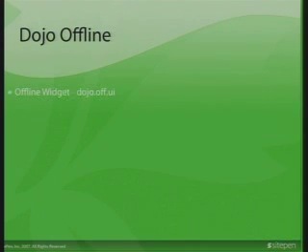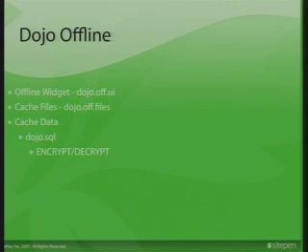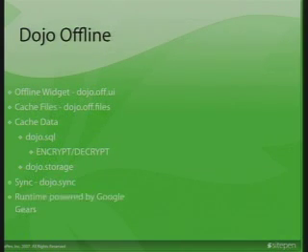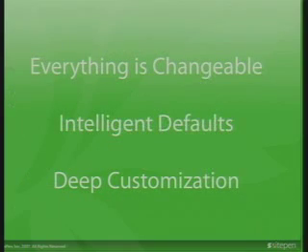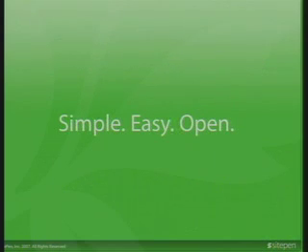So that's Dojo Offline. We give you a default user interface. We give you a way to cache your files, a way to cache your data, either using SQL with this cool encrypt and decrypt, or Dojo Storage for a simpler hash table. And we give you syncing. And of course, our runtime is now powered by Google Gears. Our philosophy throughout the framework is that everything should be changeable, but we should have intelligent defaults. Make easy things auto-magic, make hard things possible, and of course, deep customization. Simple, easy, open.